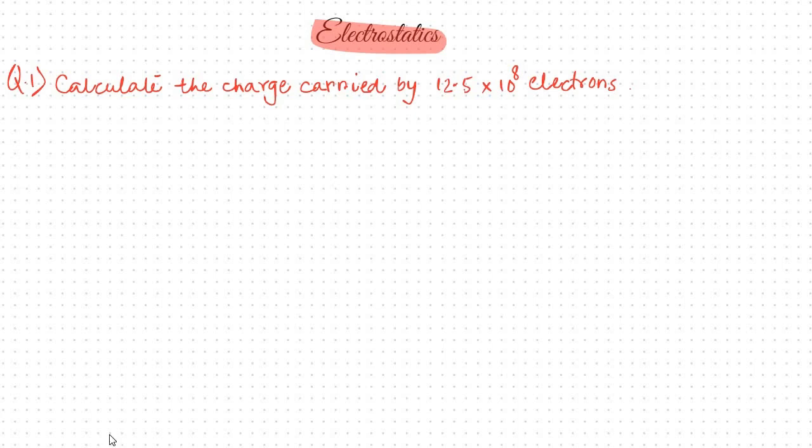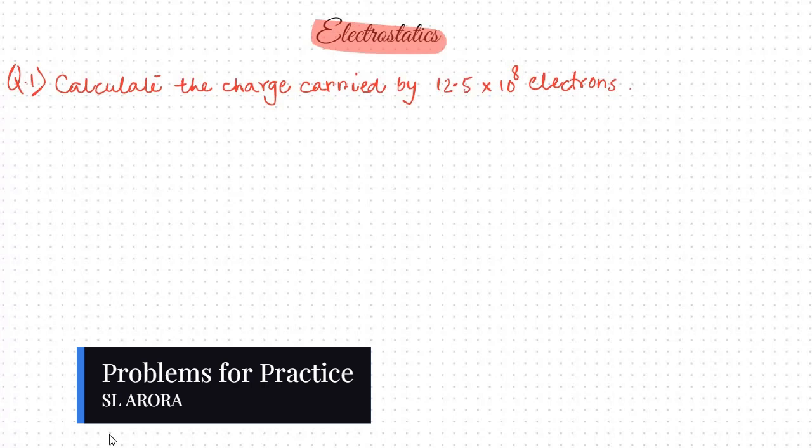Today we are going to start a new chapter of class 12. Here we have the first chapter, which is electrostatics. And the first question is, calculate the charge carried by 12.5 into 10 to the power 8 electrons.